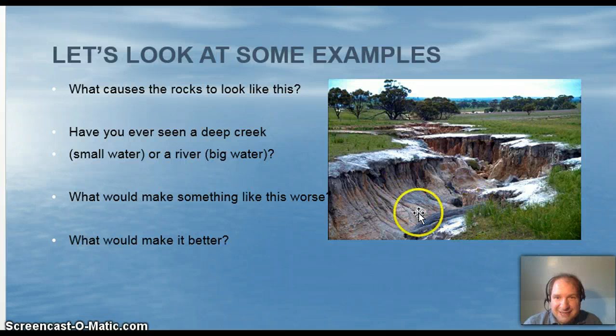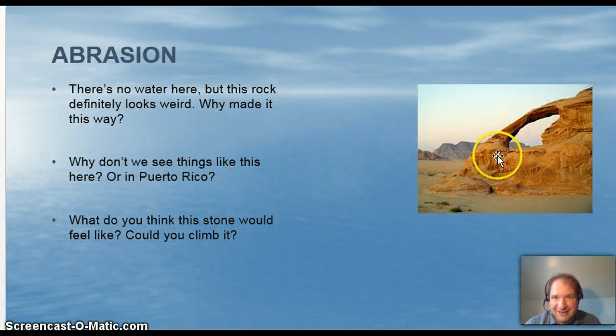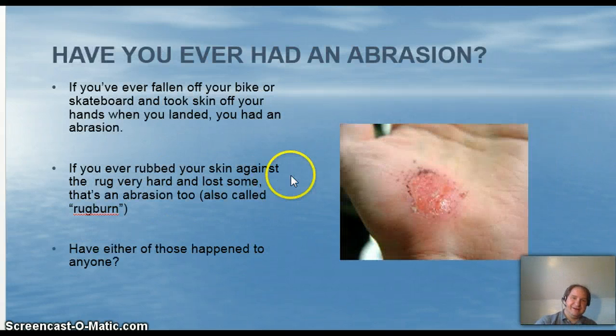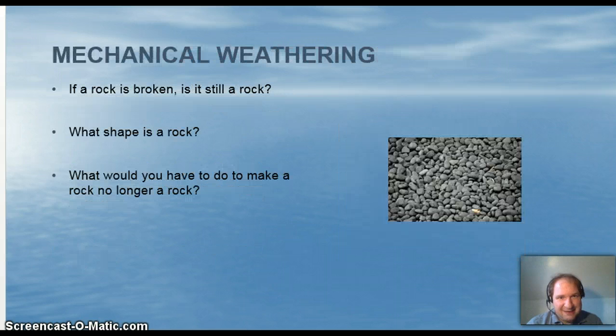So what causes this? Water going through. What can make something like this worse? More water. What can make it better? I don't know, divert it, build in some things. So check this out. Here, wind scrapes it away. A place like Puerto Rico, we wouldn't see this. Not many places in Pennsylvania either. Be kind of rough stone because out here, nothing to block the wind, no trees or anything. So an abrasion, if you're falling off your bike, I have a scar on my hand from when I did that. You can lose some skin. So mechanical weathering just gets smaller.